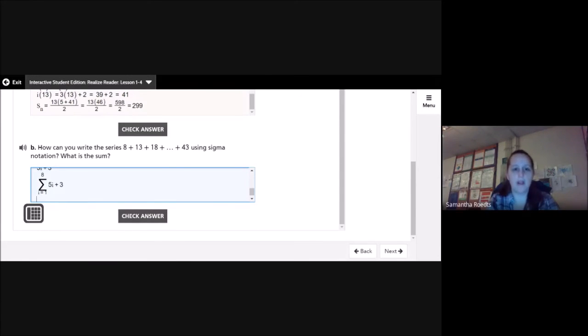So the sum was S sub n equals n times (a sub 1 plus a sub n) over 2, which equals 8 times (8 plus 43) divided by 2. So 8 plus 43 gives me 51. Times 8 equals 408, divided by 2 gives me 204.